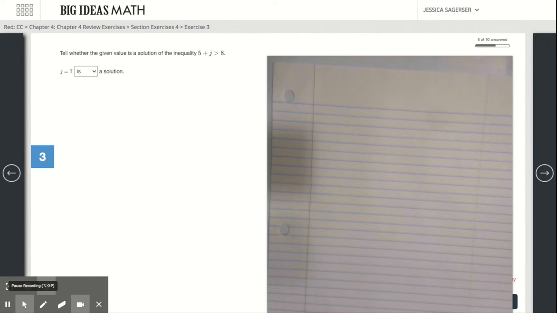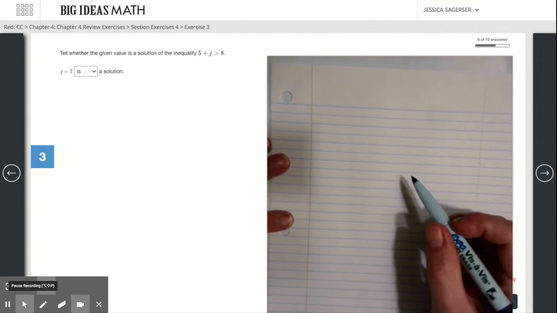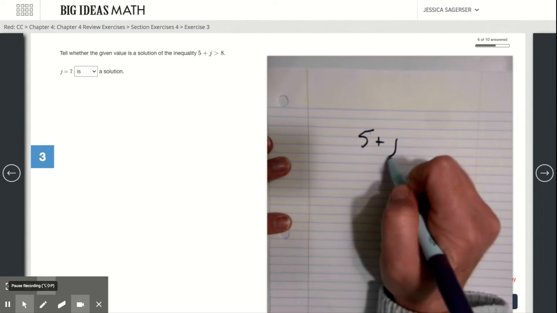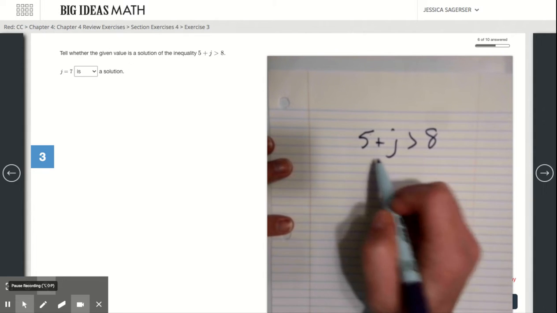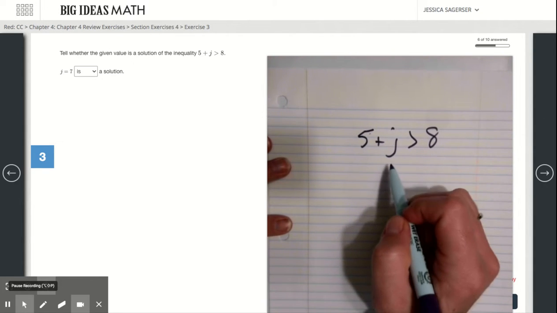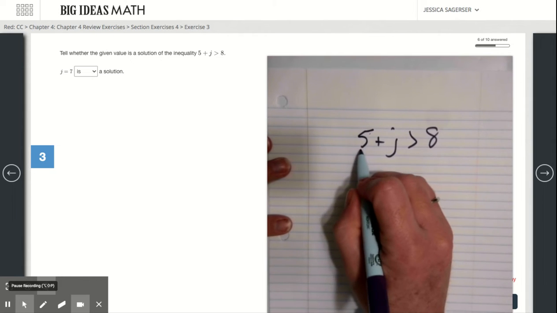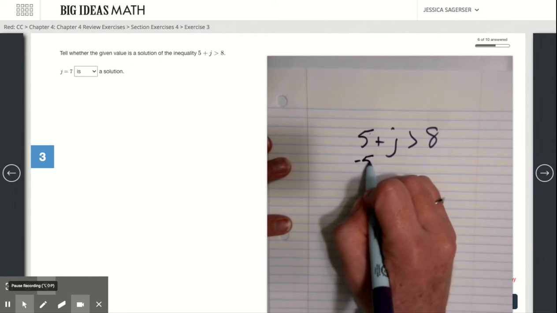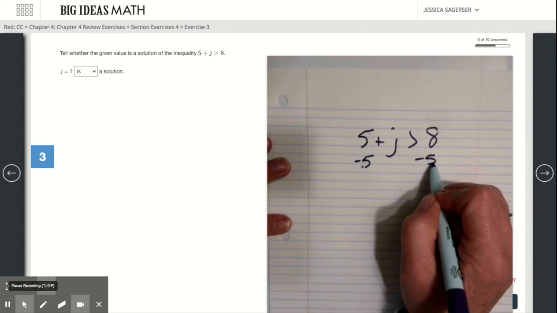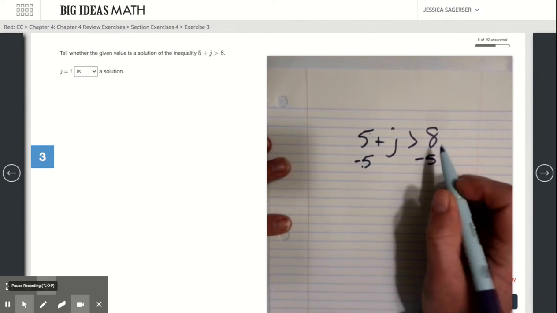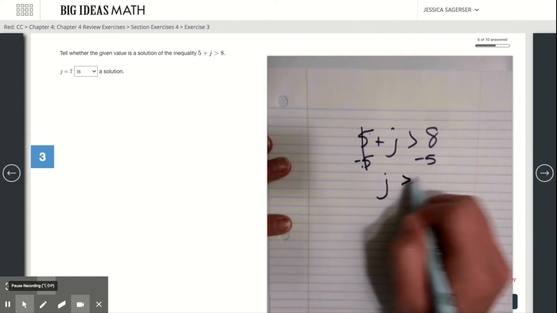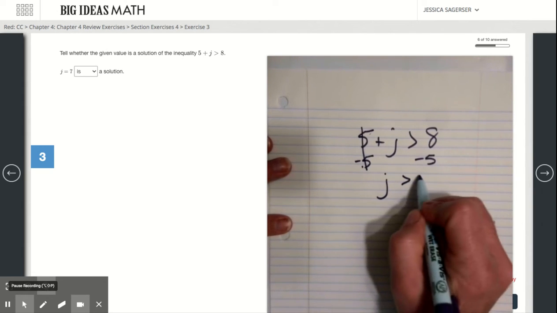Next, they give us the inequality and we have to solve it and then figure out whether 7 is a solution. So we have 5 plus j is greater than 8. First, we're going to add or subtract whatever is on the same side as our variable. So instead of adding, we're going to subtract 5 from that side, and whatever you do to one side, you have to do to the other in order to keep it balanced. This cancels out, and we have j is greater than 8 minus 5 is 3.